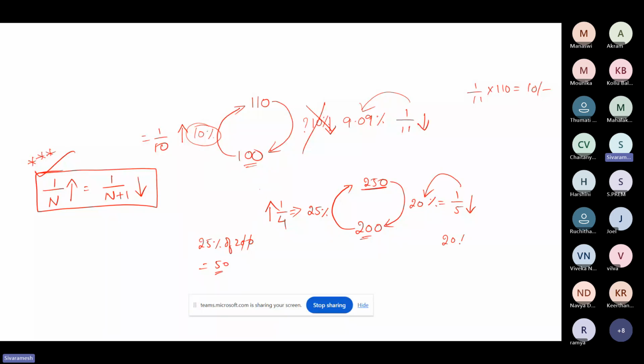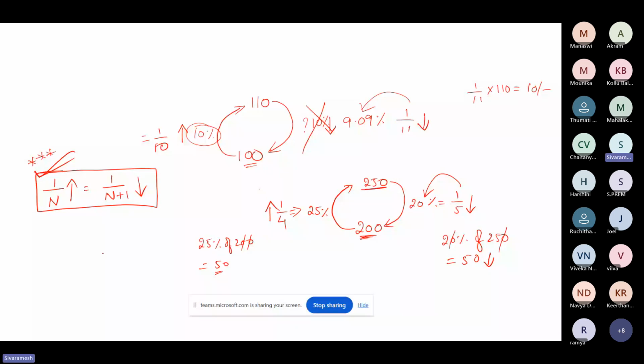What is 20% of 250? 20% of 250 is getting decreased. So 0 0 cancel, 25 twos are 50. Again 50 kilometers per hour speed is getting decreased from 250. Now if 50 kilometers per hour is decreased from 250, again we are reaching back to 200. So this is how the logic works. When 1 by n increases, 1 by n plus 1 should get decreased.